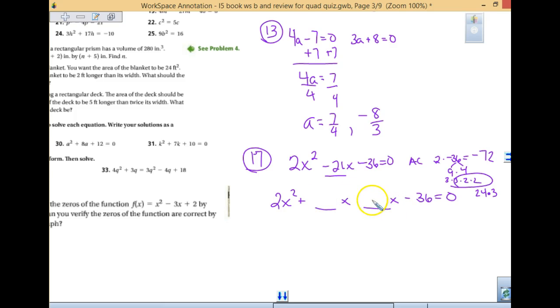It doesn't really matter, right? Kylie, what do you want to do? Go first, 24 or 3? 3. So I have 3x, and then I have to have a minus 24x. That adds to give me my middle term of negative 21.